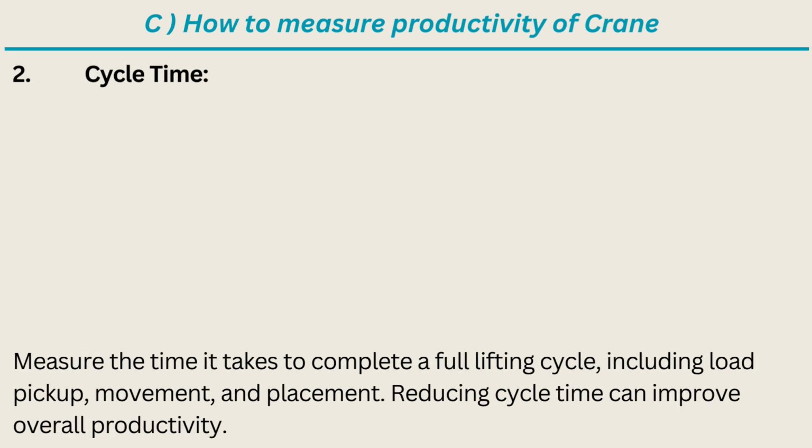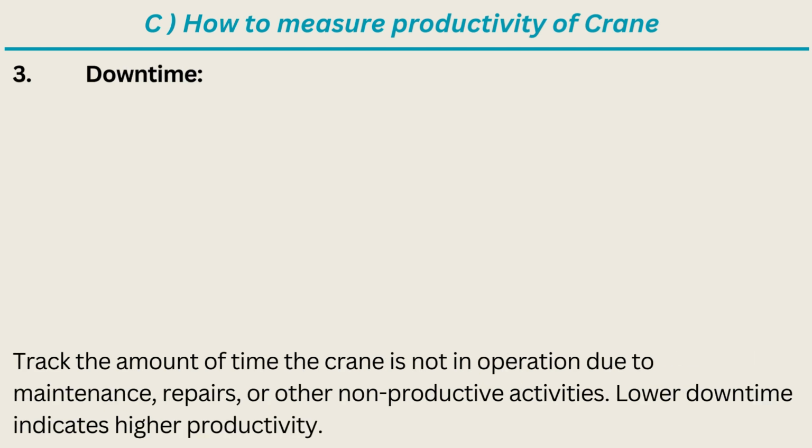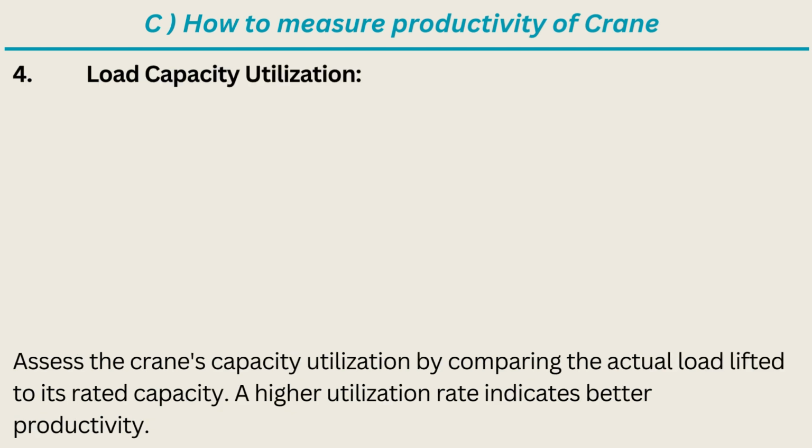2. Cycle time. Measure the time it takes to complete a full lifting cycle, including load pickup, movement, and placement. Reducing cycle time can improve overall productivity. 3. Downtime. Track the amount of time the crane is not in operation due to maintenance, repairs, or other non-productive activities. Lower downtime indicates higher productivity. 4. Load capacity utilization. Assess the crane's capacity utilization by comparing the actual load lifted to its rated capacity. A higher utilization rate indicates better productivity.